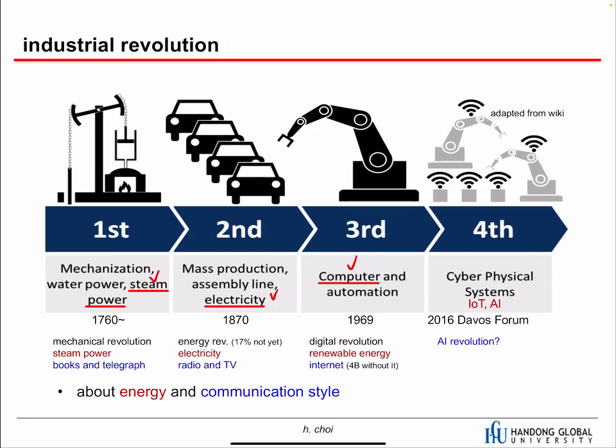So these revolutions have their own keywords. And how about the fourth? The first, second, and third revolutions were defined afterwards. But we are in the middle of the fourth revolution, so it's really hard to define it. But there are a couple of keywords to define the fourth revolution: IoT, AI, robotics, and big data.